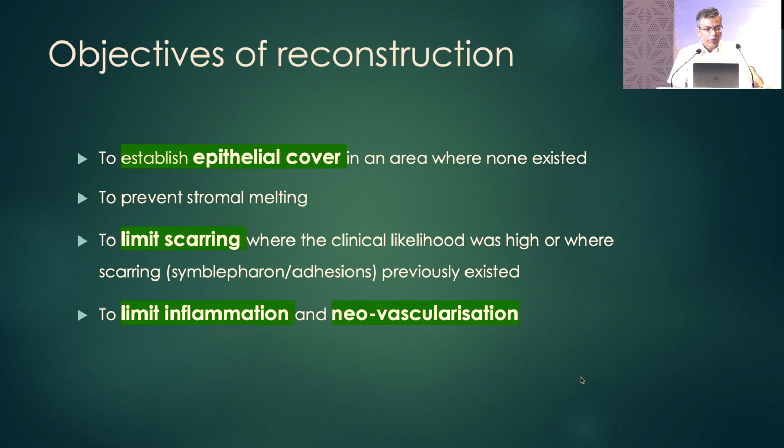This is especially important in conditions like symblepharon and chemical injuries, where there is a lot of fibrovascular scarring which is likely to come back again after the surgery. As Dr. Ushad said, it's not the epithelial viability that is important. The membrane is being used as a matrix or substrate, and therefore which side is up or down is not that important. Coming to ocular surface reconstruction, the objectives are most importantly to establish the epithelial cover that prevents stromal melting. It also limits scarring and inflammation.